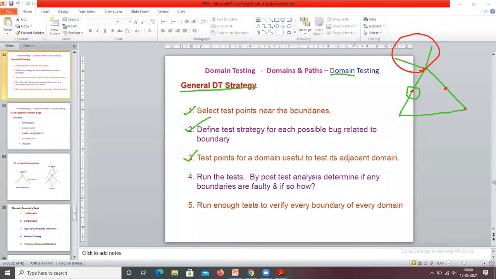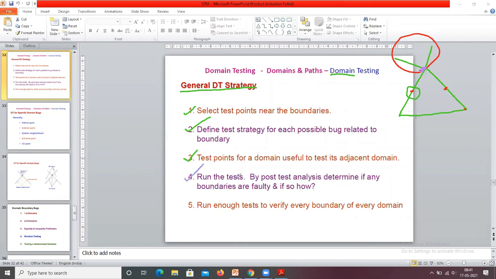That means if you try to check a test point here, this test is useful for the adjacent domain also. Okay.